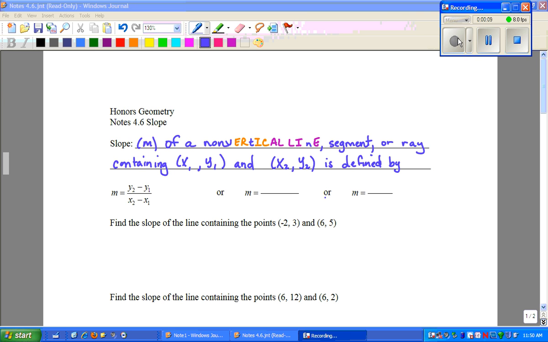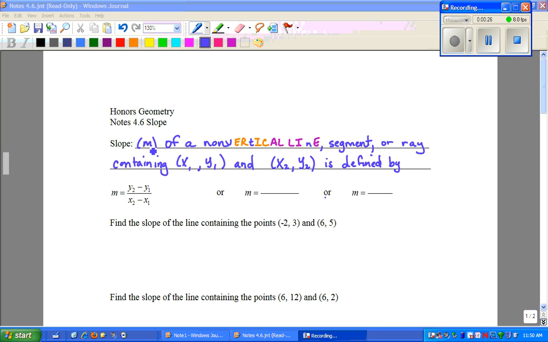Today's lesson is 4.6. We're talking about slope in geometry. We learned slope last year in algebra. Let's start with the definition. It's already written down here for you on the screen.